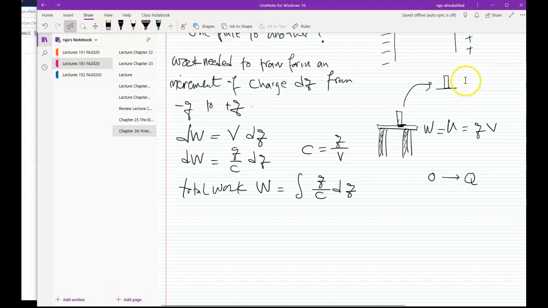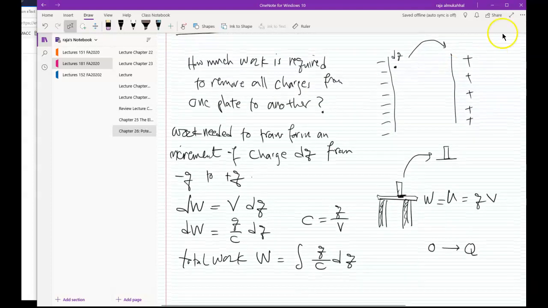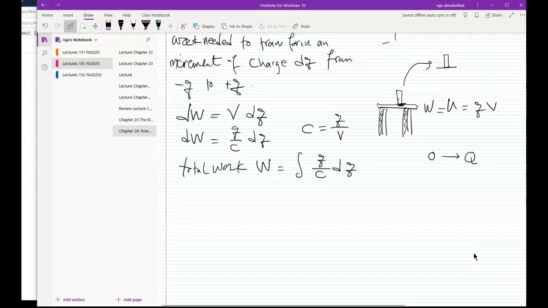So I'm starting with the capacitor that I'm dealing with here. Let's say at t equals 0, it is completely uncharged. So that is zero charge. And then I'm going to start charging it, okay? Until it is fully charged. When it's fully charged, the charge on the plate will be big Q, okay? So in this case, it's going to be from 0 to big Q.